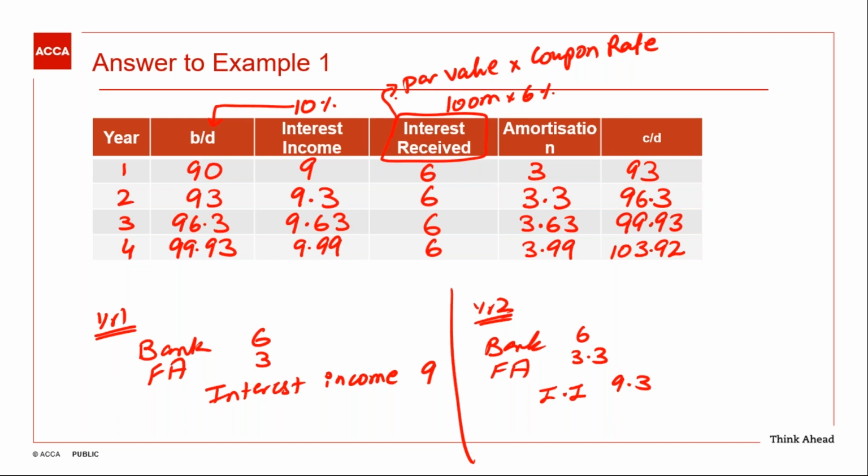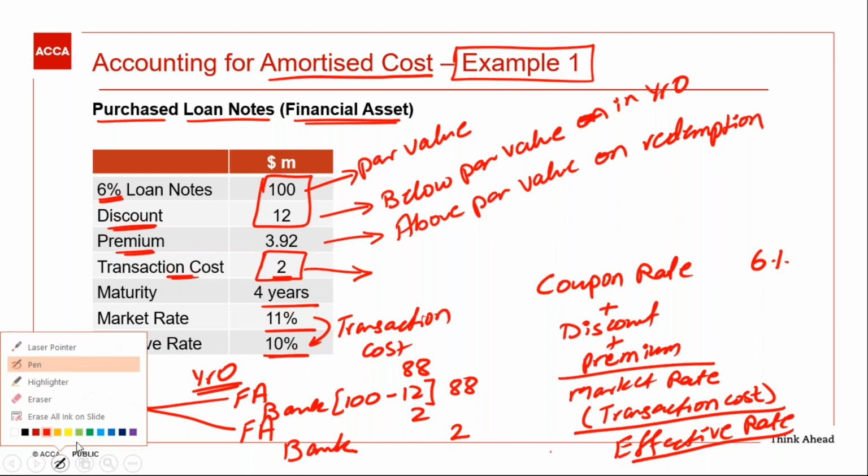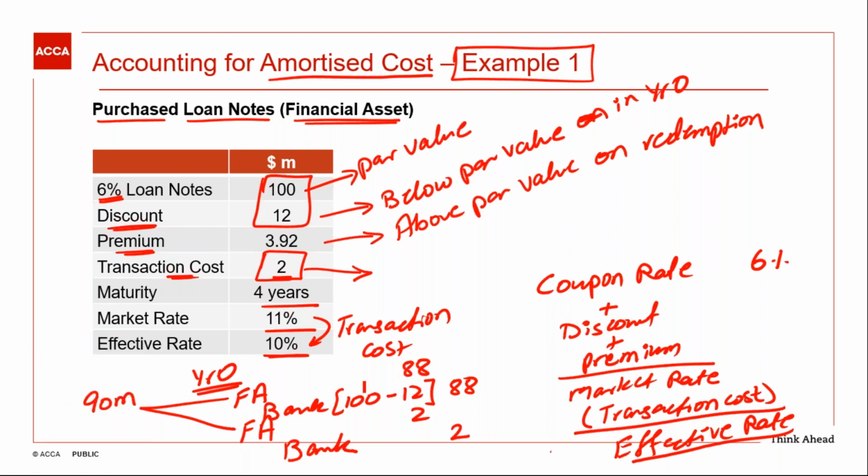Julie is saying, can you explain why brought down is 90 and not 88? Julie, because we have capitalized $2 million of the transaction cost as well. So it was 88 in the last slide, and then we added an amount of 2 million into that. So this financial asset became $90 million. So this is how we have got the 19.